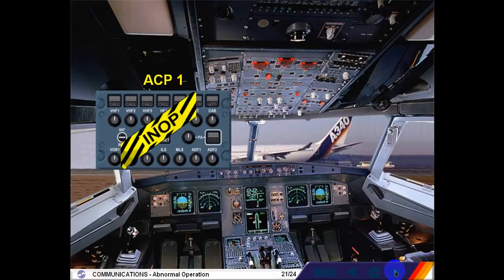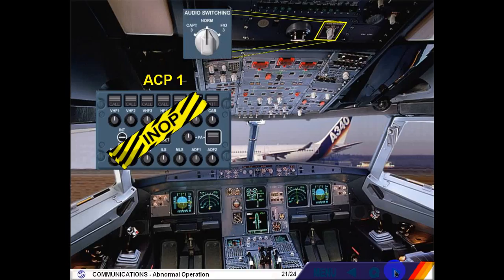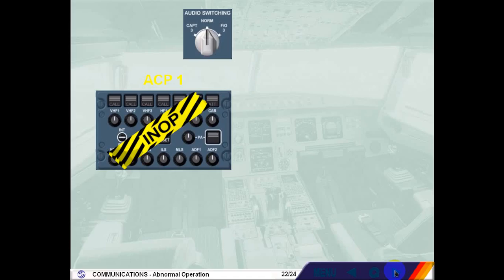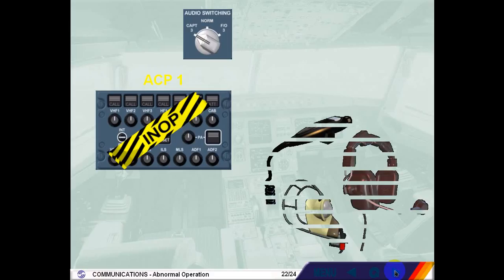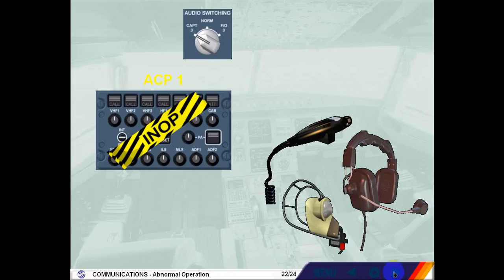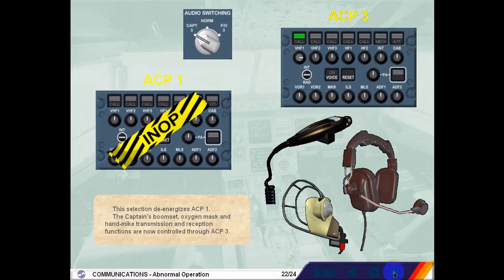ACP 1 is inoperative, but you can recover audio control through ACP 3. To do this, you have to select the Captain 3 position on the audio switching selector located on the overhead panel. This will be done for you. This selection de-energizes ACP 1. The Captain's boom set, oxygen mask and hand mic transmission and reception functions are now controlled through ACP 3.